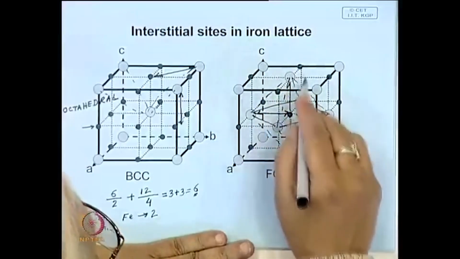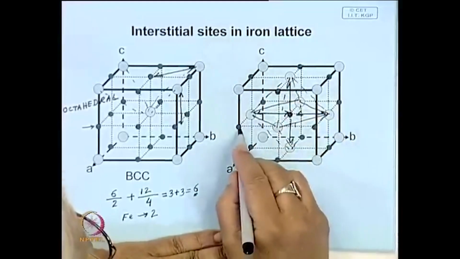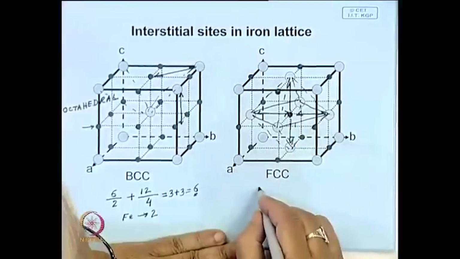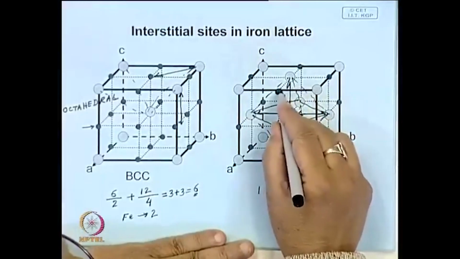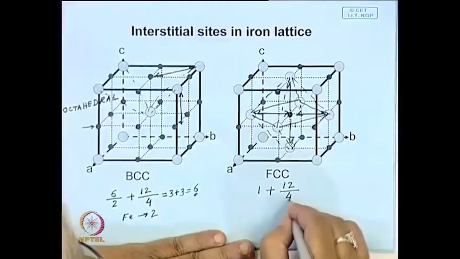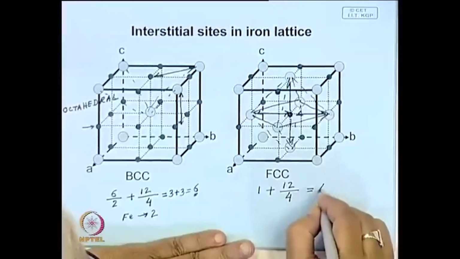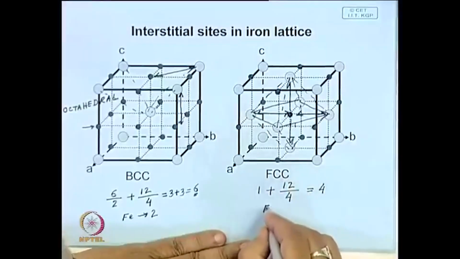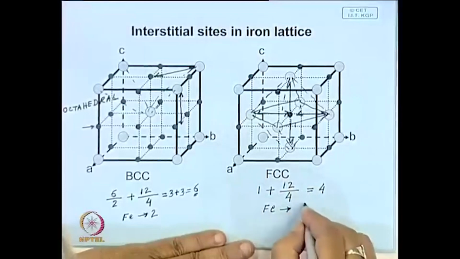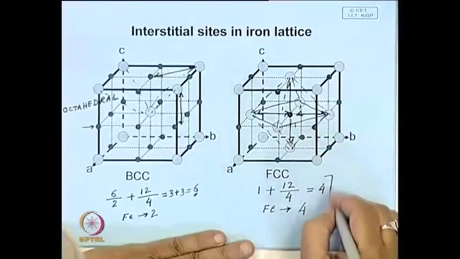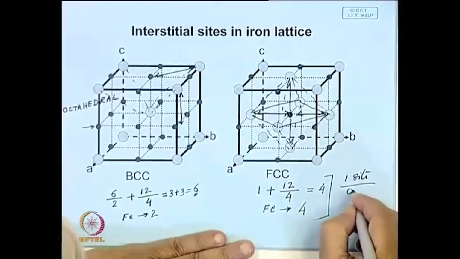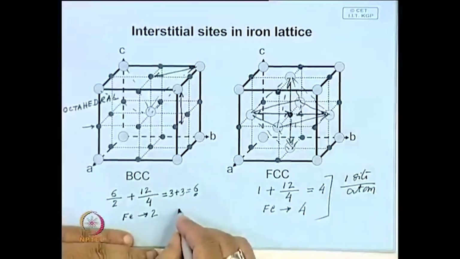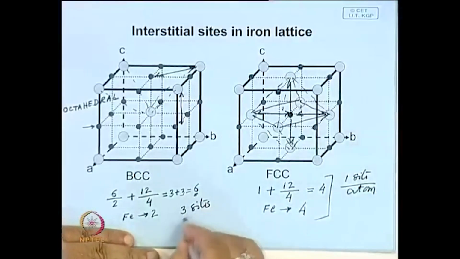And here if you try to calculate the number of interstitial sites, what do you have? You have 1 at the center and you have the centers of 12 edges, and on each edge you can have 4 unit cells. So, its contribution is 1/4, and this will add up to 4. In an FCC lattice you have 4 iron atoms per unit cell. So, here you have 1 site per atom, whereas in BCC you have 3 sites per atom.